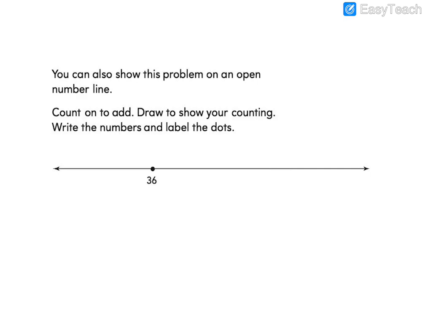Now we could also do this by starting with our ones. Let's see how that would look. I know that 12 is 1 ten and 2 ones. So if I count on 2 ones, 37, 38, then I can count on 10 more. 10 more than 38 is 48. Either way, we got the same answer.